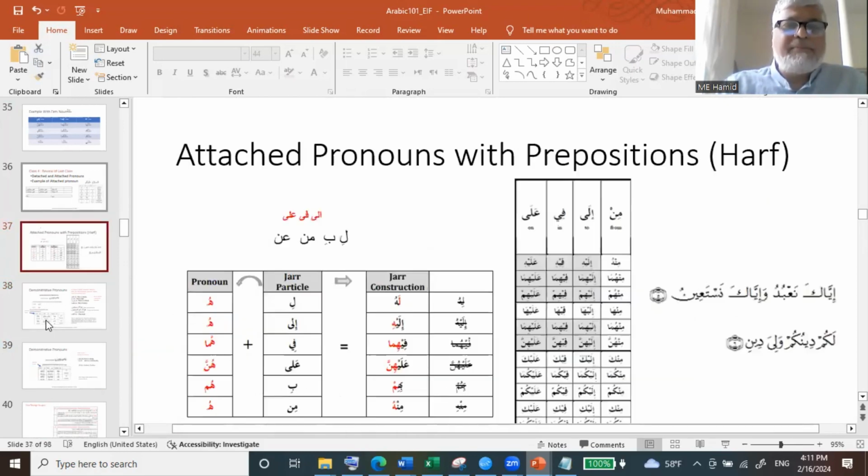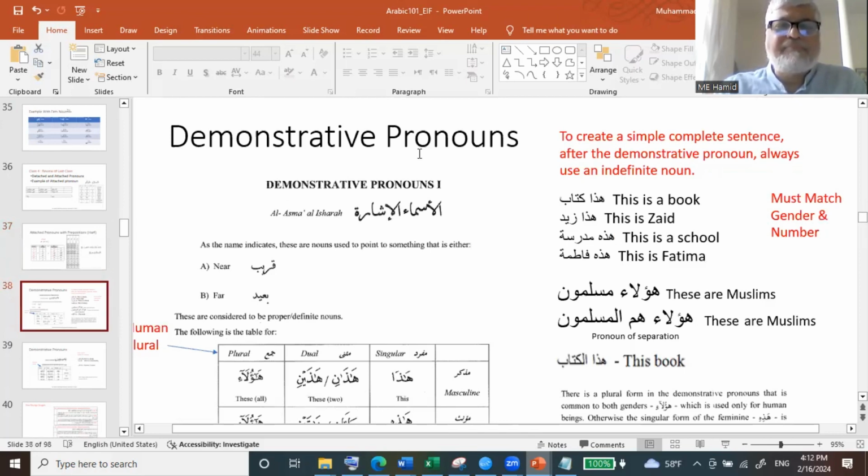Then we'll look at, this is all about attached and detached pronouns. Attached pronouns are more important and more useful, because they get attached to many things. They can attach to any kind of nouns and to any kind of prepositions. We can construct our own words based on a pronoun attached to a noun or to a preposition, and we've seen a couple of examples on that. Now we'll see another kind of pronoun.